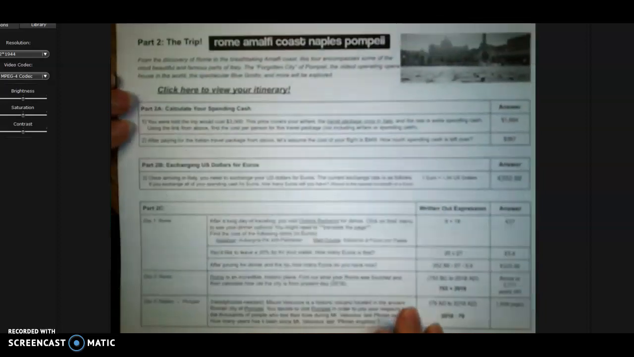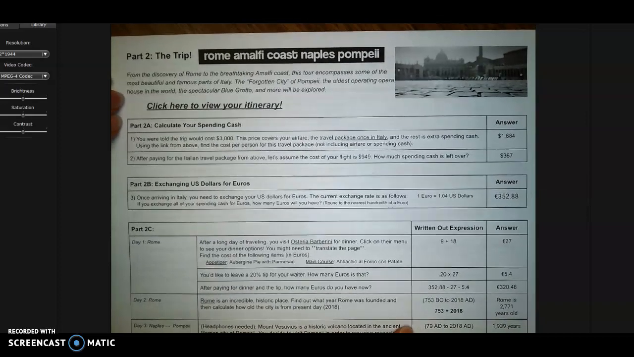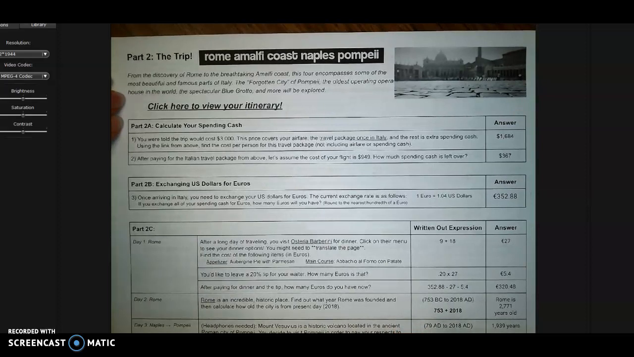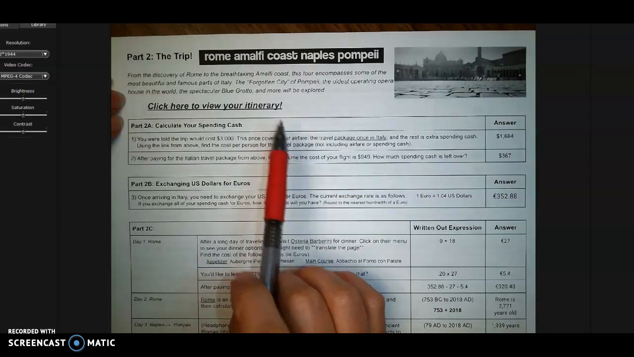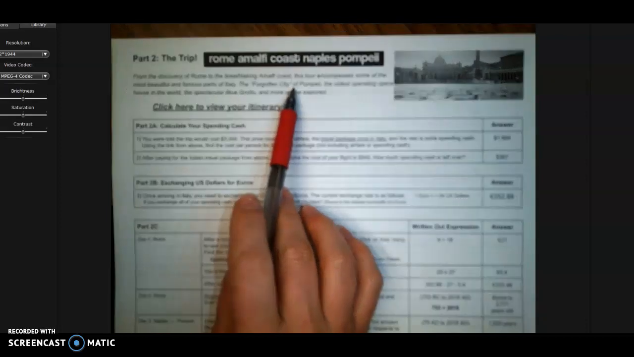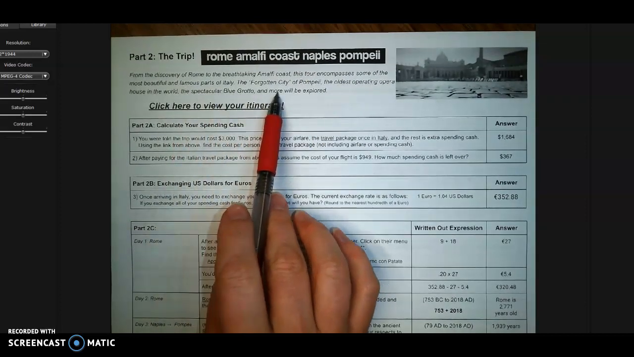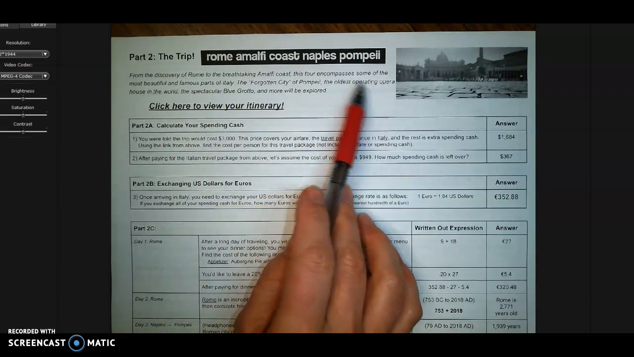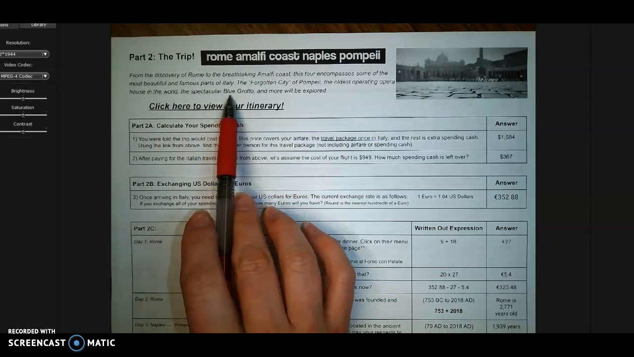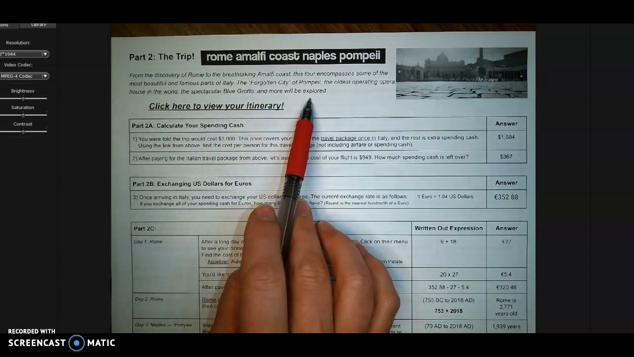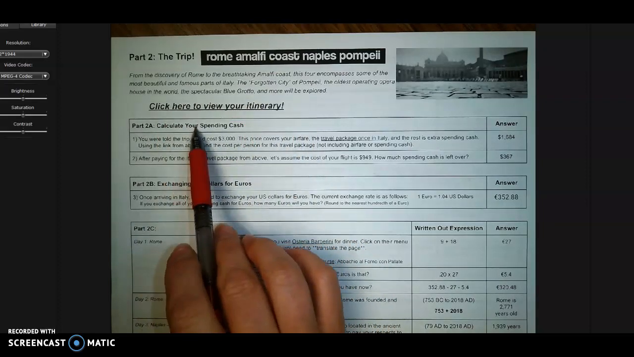So at this point, it says, you've earned that money. Now you're going on your trip. We're on part 2. It says, from the discovery of Rome to your breathtaking Amalfi Coast, this entire tour encompasses some of the most beautiful and famous parts of Italy. The forgotten city of Pompeii, the oldest operating opera house in the world, the spectacular Blue Grotto, and more will be explored. So it says, calculate your spending cash.